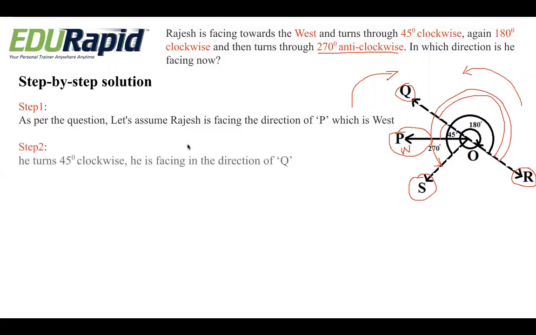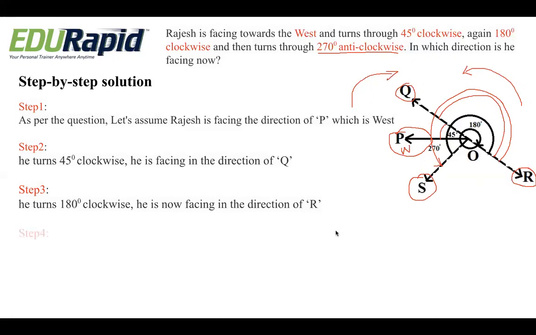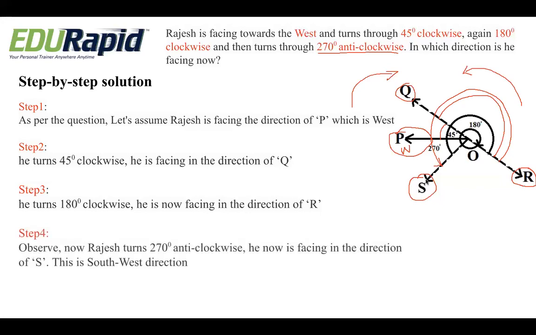As I explained, he turns 45 degrees clockwise and he is facing the direction of Q because this is 45 degrees from P to Q. And then in the next step, he turns 180 degrees from that point. So from point Q, he will turn another 180 degrees. Now he is facing the direction R. And from there, he turns anti-clockwise by 270 degrees. So he is now pointing to direction S.